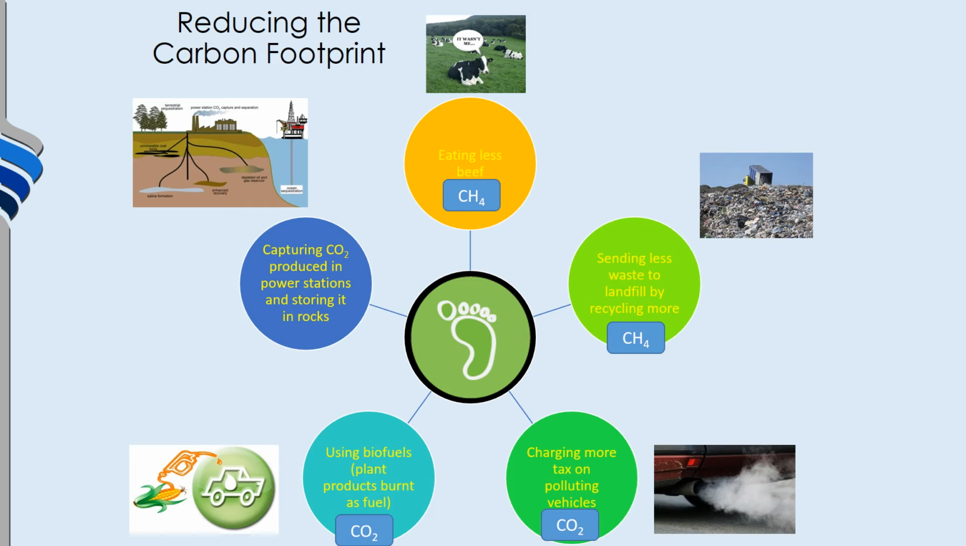Okay, another thing we can do is capturing carbon dioxide produced in power stations and storing it in rocks. So is that going to reduce the amount of carbon dioxide or methane? Hopefully you realise from the second bit of that sentence it's going to be carbon dioxide. Carbon capture is a reasonably new technology, and what they do is they capture all the carbon dioxide and then they package it up and pump it down into the ground to trap it in rocks.